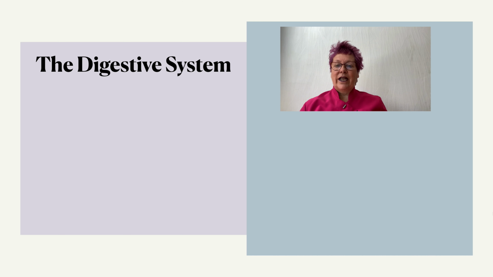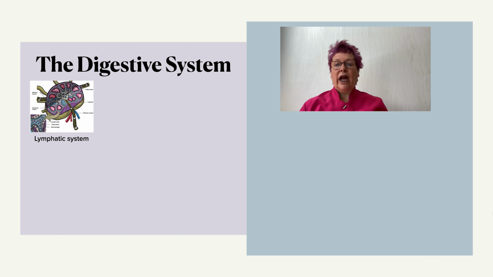Let's now have a look at the relationships between the digestive system and other body systems. To start with, we have the lymphatic system. The lymphatic system has tiny vessels called lacteals in the small intestine, and they help to absorb fats from the small intestine. These fats are then transported around the body in the lymphatic capillaries, lymphatic vessels, and eventually make their way back to the blood circulatory system.